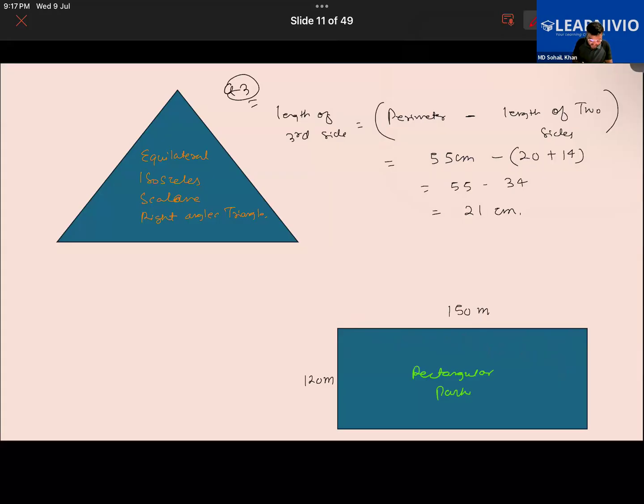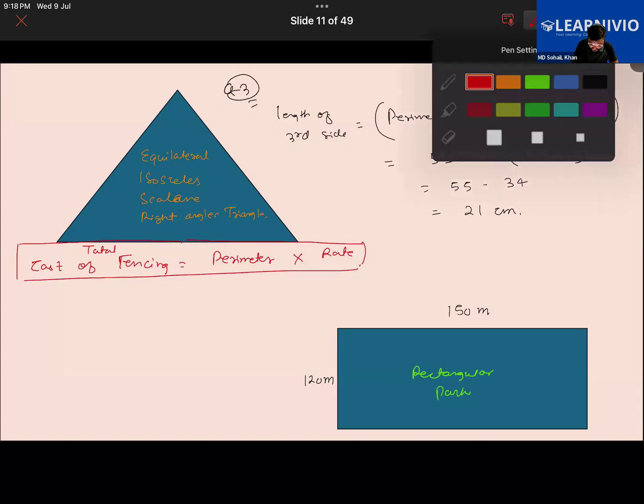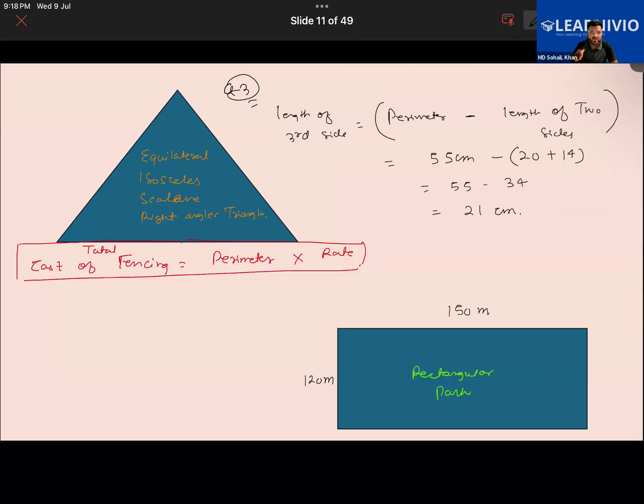To do this question, let me tell you some important facts. Whenever you have to find the cost of fencing, the total cost of fencing will be perimeter multiplied by rate. You can write down this formula: total cost of fencing equals perimeter multiplied by rate. And the rate will be mentioned as per meter, per kilometer, like that, as it is mentioned in the question.